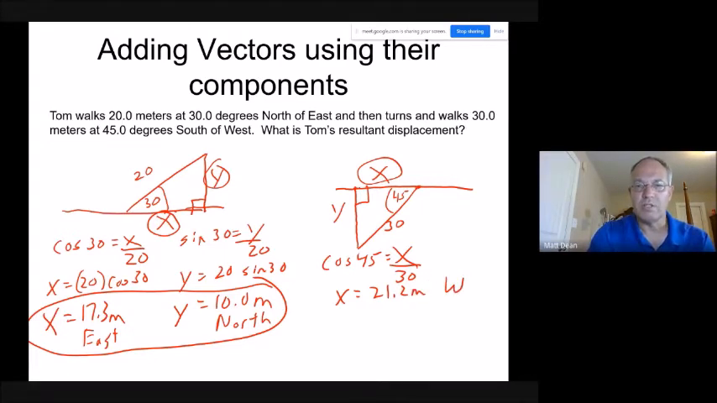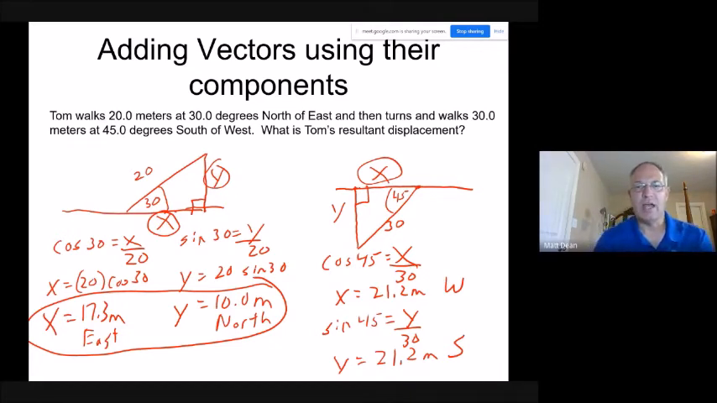All right. We're going to do the same thing with the vertical. To find the vertical, we're going to use sine. Sine of 45 equals opposite, which in this case is y, over hypotenuse of 30. We're going to solve for y. Y is equal to the sine of 45 times 30. Y in this case is also equal to 21.2 meters, but the y is headed south.